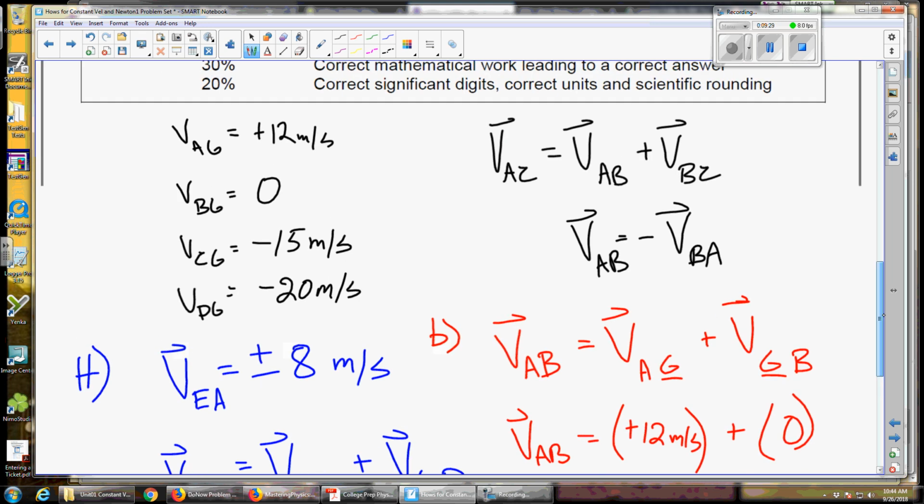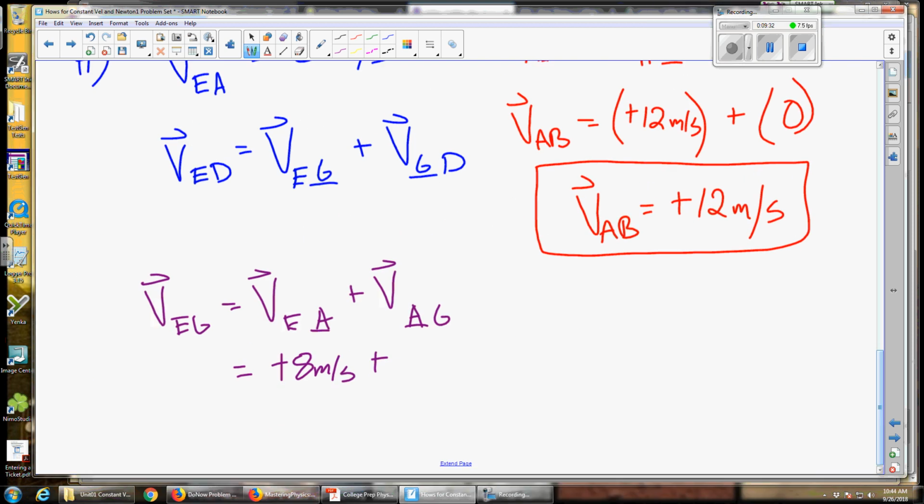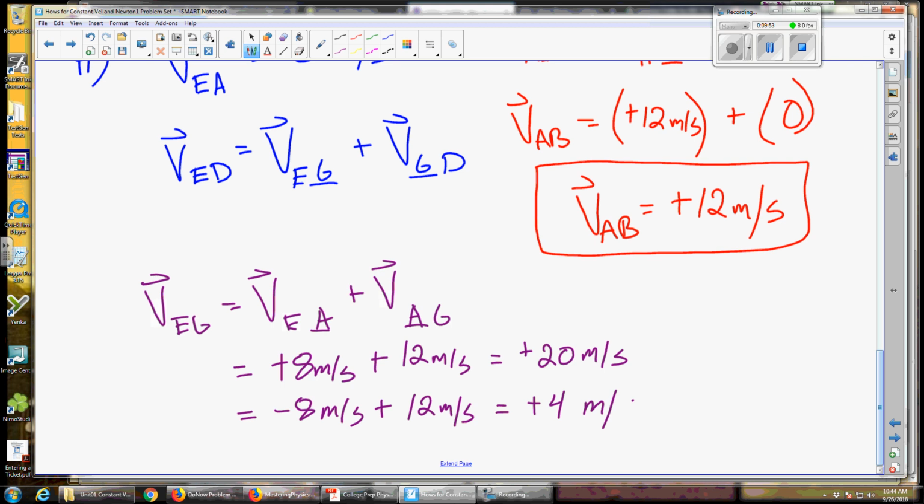What was A to the ground? 12 meters per second, positive. So plus 12 meters per second. That would equal positive 20 meters per second. But if it's negative 8 meters per second, that plus 12 meters per second gives only plus 4 meters per second. How do you determine which one to plug in? Well, for right now, I have to go with both. So we're going to have to do it twice again.